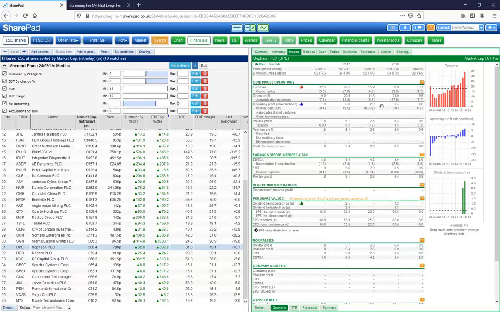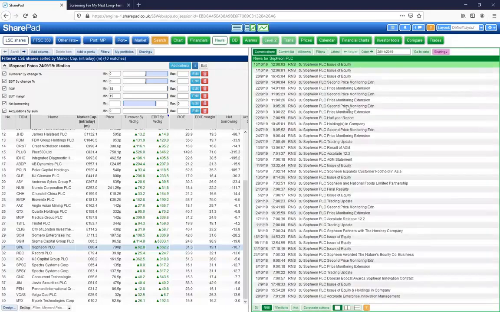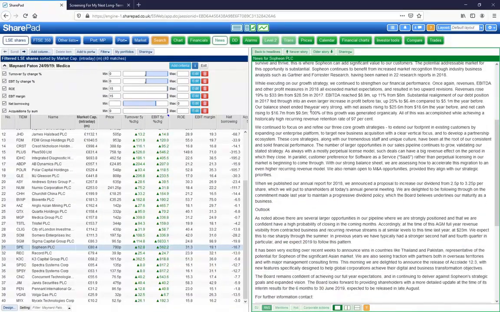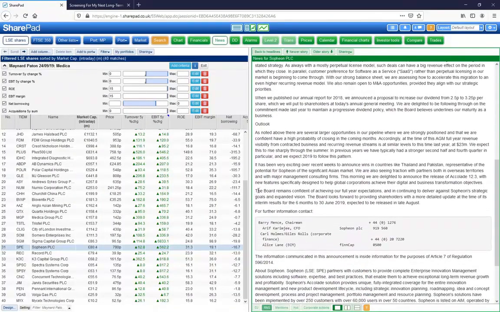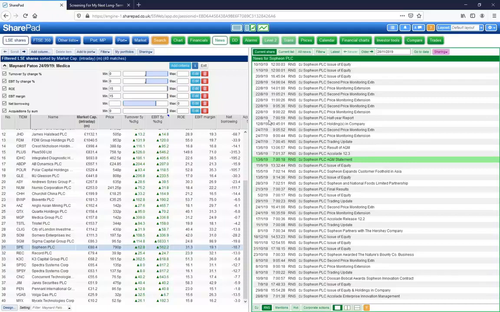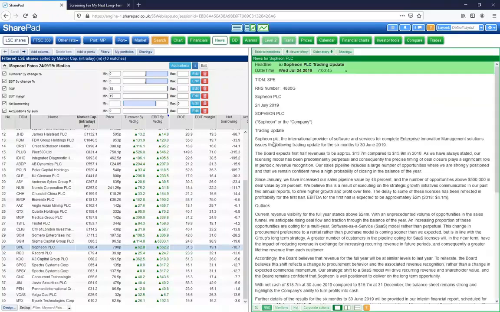which might be a tall order, I think, because if you click on the news, go to the AGM statement here in June. This was 2 weeks before the end of the half year. And management, lots of upbeat stuff here. And in the outlook, they say the board remains confident of achieving our full year expectations. So that's interesting, because 2 weeks to go before the half year, they were pretty confident of how things were going.